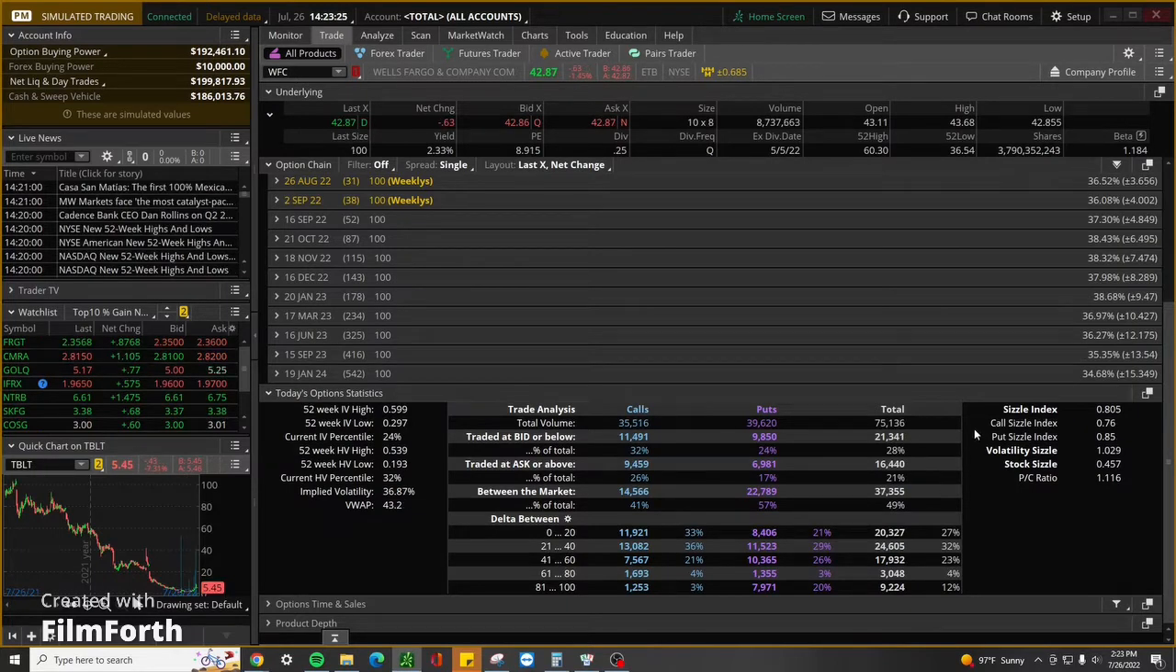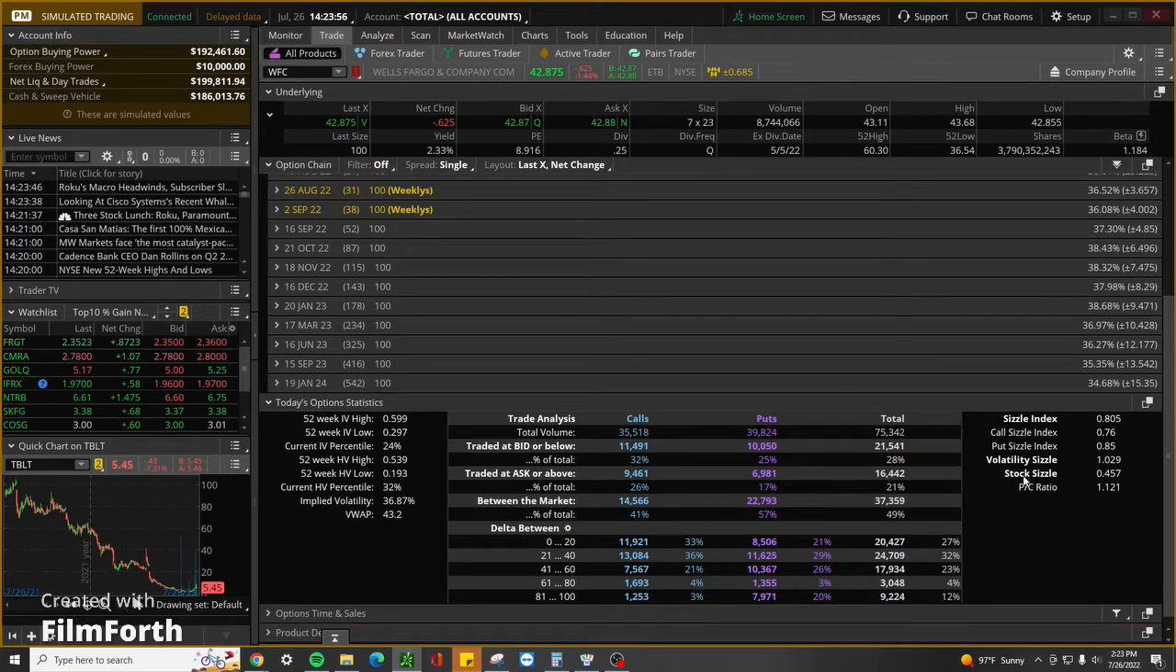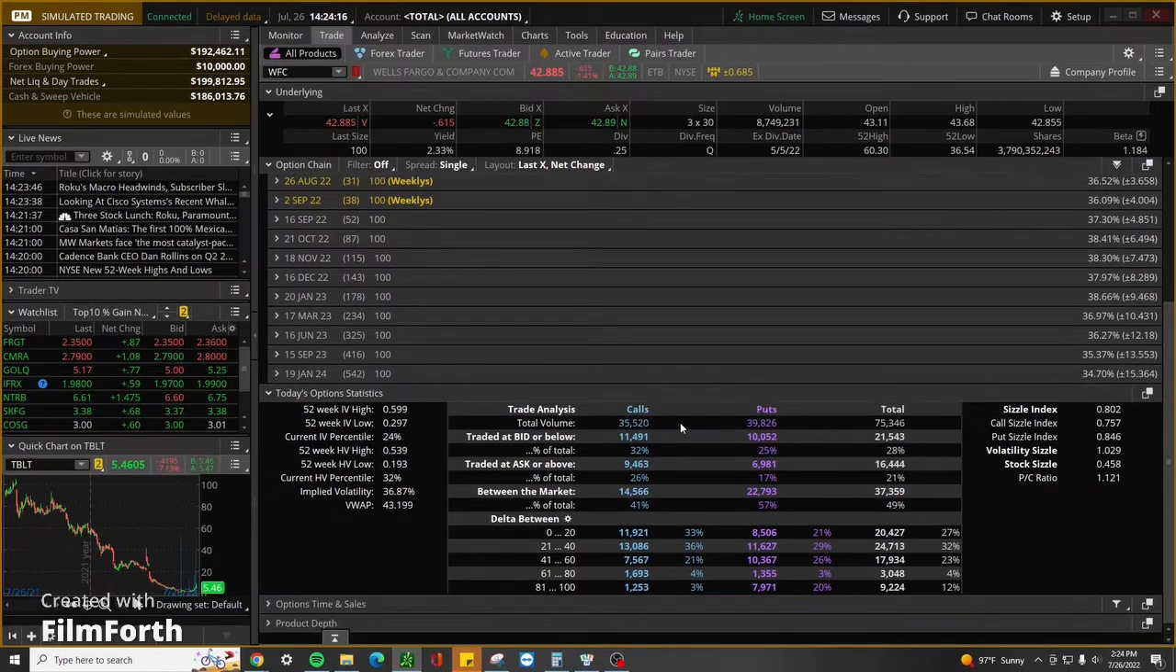On the right side of this section, you're going to have the volume ratios that weigh the current trading day's volumes against the volumes of the last 5 trading days. Now, the sizzle index is a ratio of the current day's trading volume of all options against the option volume of the last 5 trading days. The call sizzle index, likewise. Put sizzle index, same thing. And you're going to have the volatility sizzle, the stock sizzle, and then of course the put call ratio. This section right here breaks everything down for you in terms of puts and calls. Always a good section to look at.